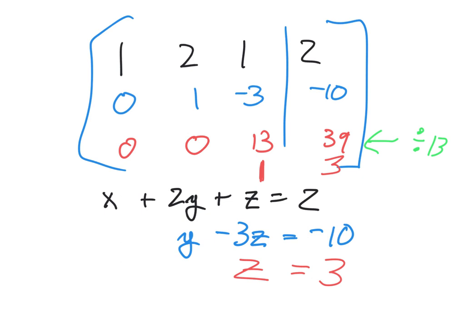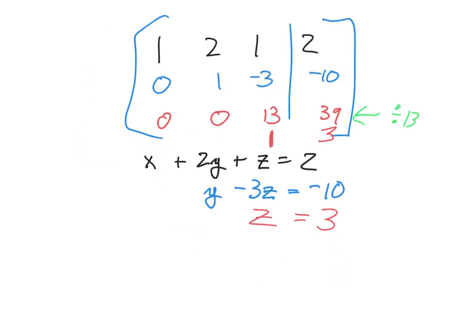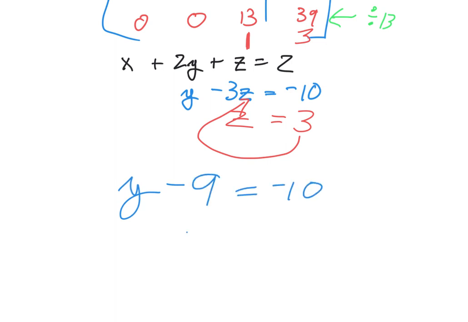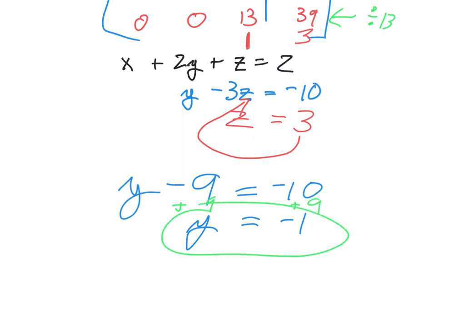Now I can find y. Take this 3, put it right in there. So it's going to get a little bit, slide that up. So I'm going to take this 3, plug it right in there for z. I'll have y minus 3 times 3, 9, equals negative 10. Y equals negative 1. All right, because I added 9, negative 10 plus 9. So y is negative 1.